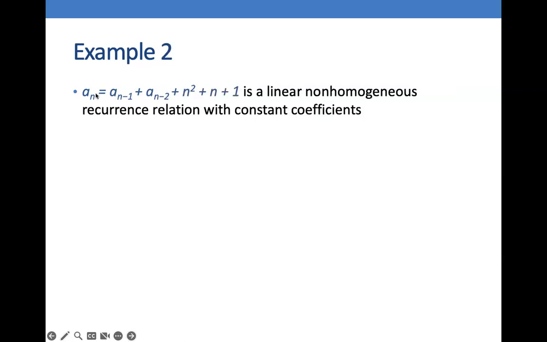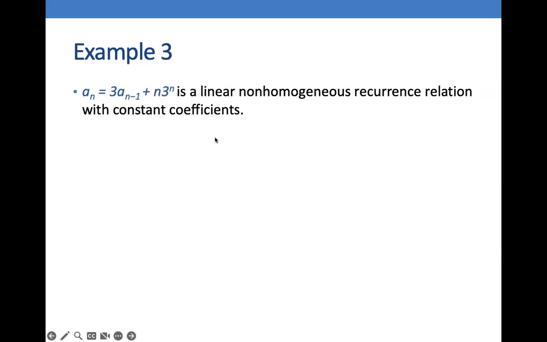And what about this? A sub n is equal to a sub n minus 1 plus a sub n minus 2 plus n squared plus n plus 1. So this is also a linear non-homogeneous relation. Even though there is an n squared here, what we look at is the a sub n minus 1 plus a sub n minus 2. So it is a linear combination of the previous terms of a sub n. But what is our f of n here? The f of n is n squared plus n plus 1.